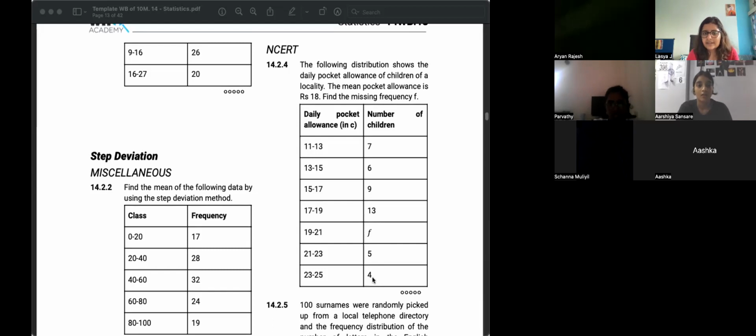Apply the formula, find out the total frequency, find out the class marks, find out sigma fx, and then equate it to 18, and then find out f. So conceptually, it's the same thing, just the other way around. Instead of finding the mean, you need to find an unknown quantity here. Okay, can you guys do it?